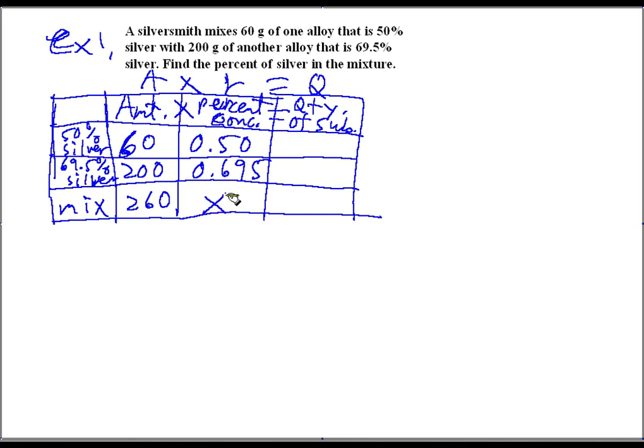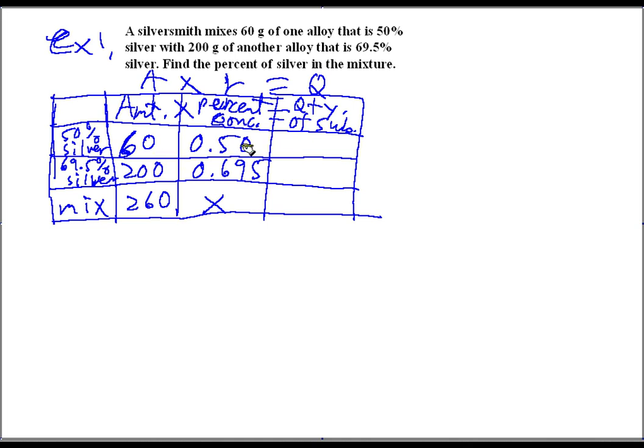But again, keep in mind that our concentration of silver should be between 50% and what? 69.5%, since I'm using these two materials to form this mixture. So the concentration of the silver in the mixture should be between 50% and 69.5%. Keep that in mind. All right? So let's go and work it out.